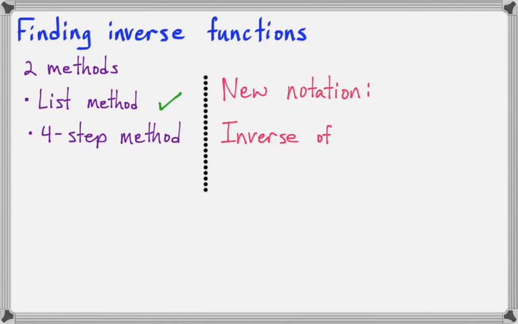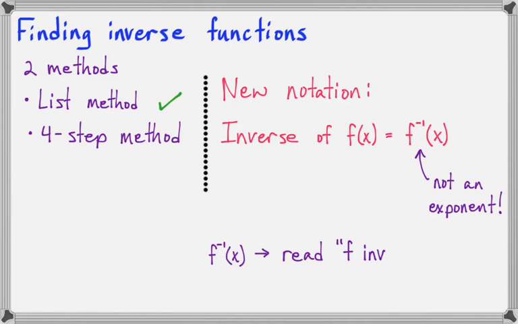Now, we need some new notation. We need a way to write f inverse. So the inverse of f of x is written f to the -1 of x. That -1 looks like an exponent, but it is not. So when we see what looks like f to the -1, we actually read this as f inverse of x. That's f inverse of x. And that just means the function that works backwards from f.